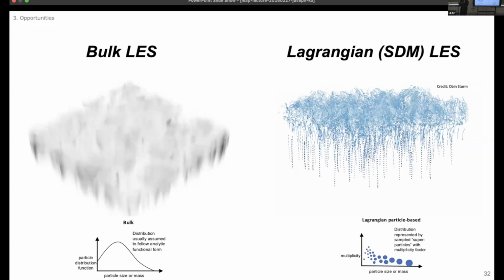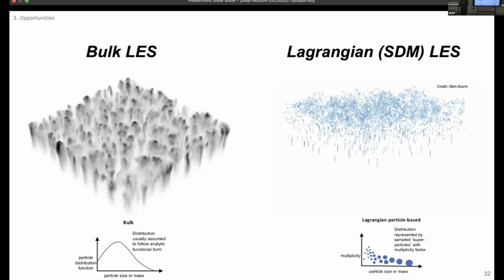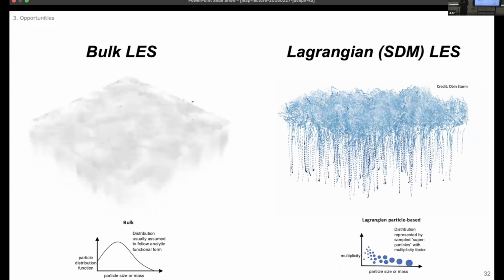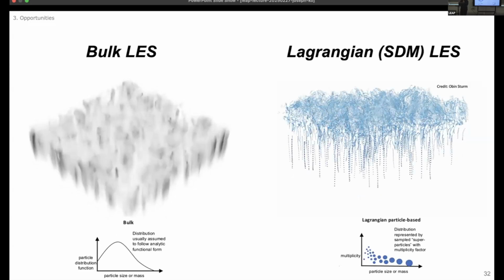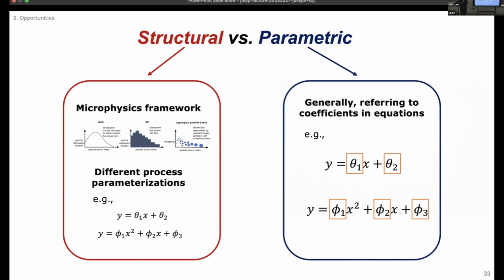So one thing you can do, for example, is to study how different the bulk is from the Lagrangian and what happens if you perturb different parameters, right? And that goes to probing structural differences and also parametric differences. What I mean by that is structural refers to the differences in the framework, for example, bulk versus Lagrangian, and also the differences in the mathematical representation of those process parameterizations. And on the right, for parametric, I'm referring to those coefficients that we typically assume to be constant, that are empirical or theoretically driven.